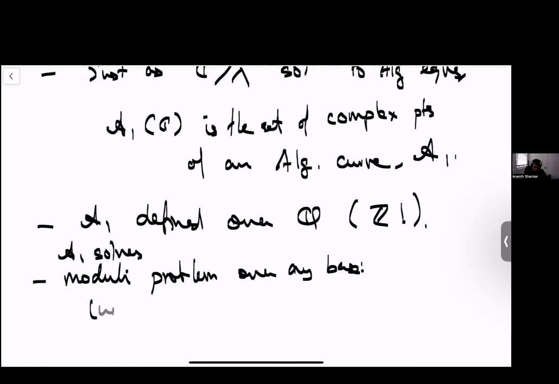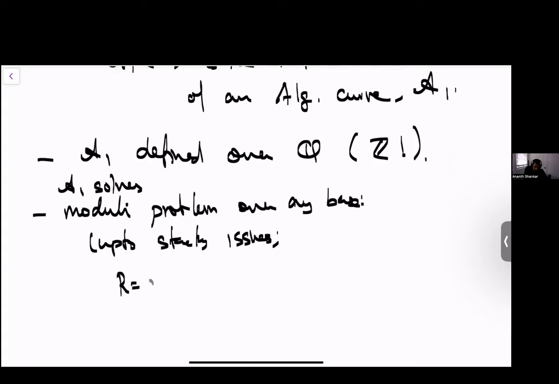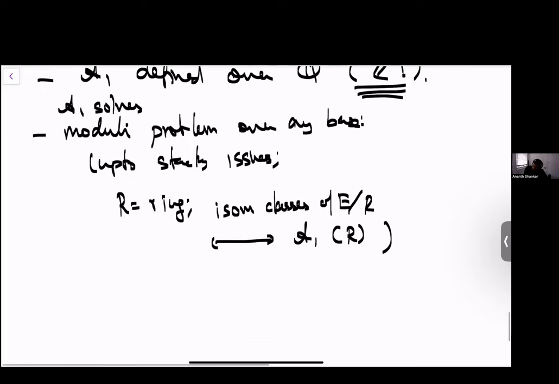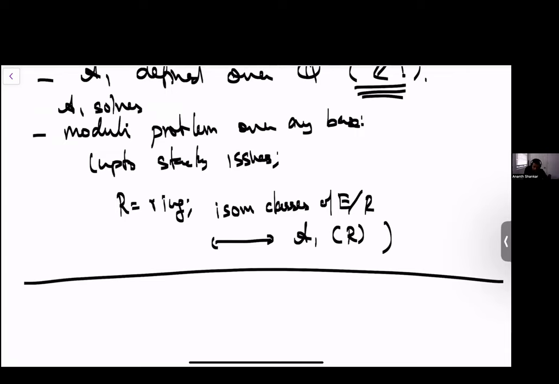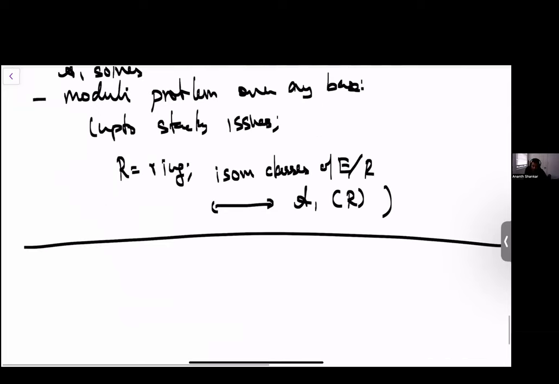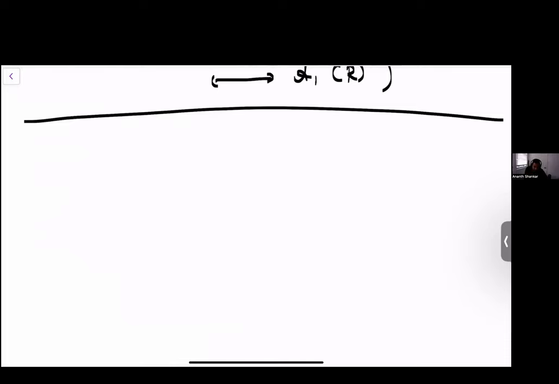So up to stacky issues, which I'm not going to address, if you're given any ring R, then the set of isomorphism classes of elliptic curves over R are in bijection with R-valued points of this algebraic curve. And it makes sense to talk about R-valued points of this algebraic curve because this algebraic curve is defined over Z. All right, so this is a brief summary of the modular curve and the objects that it parametrizes. Let me now briefly talk about special points on the modular curve.